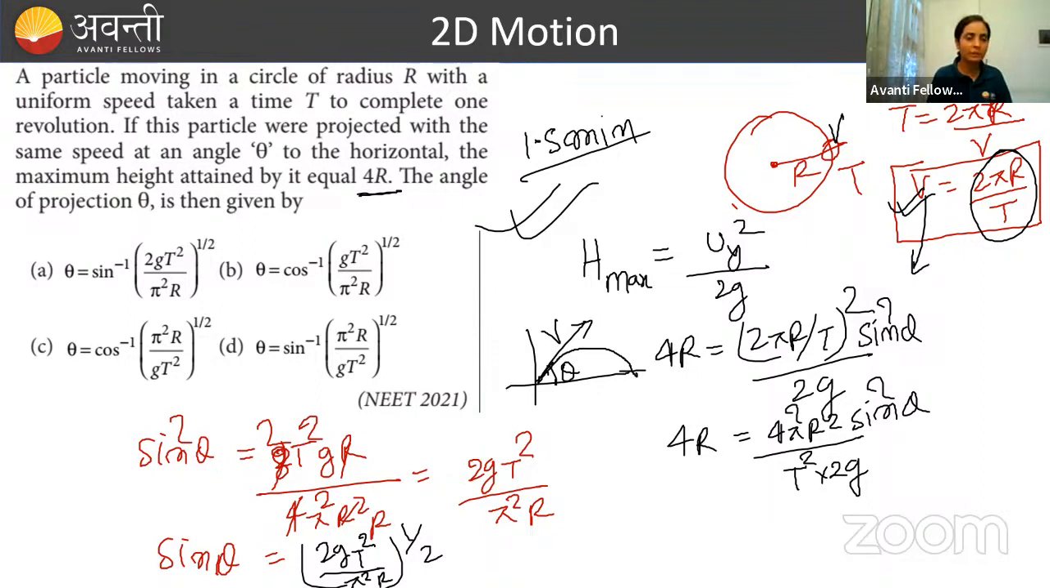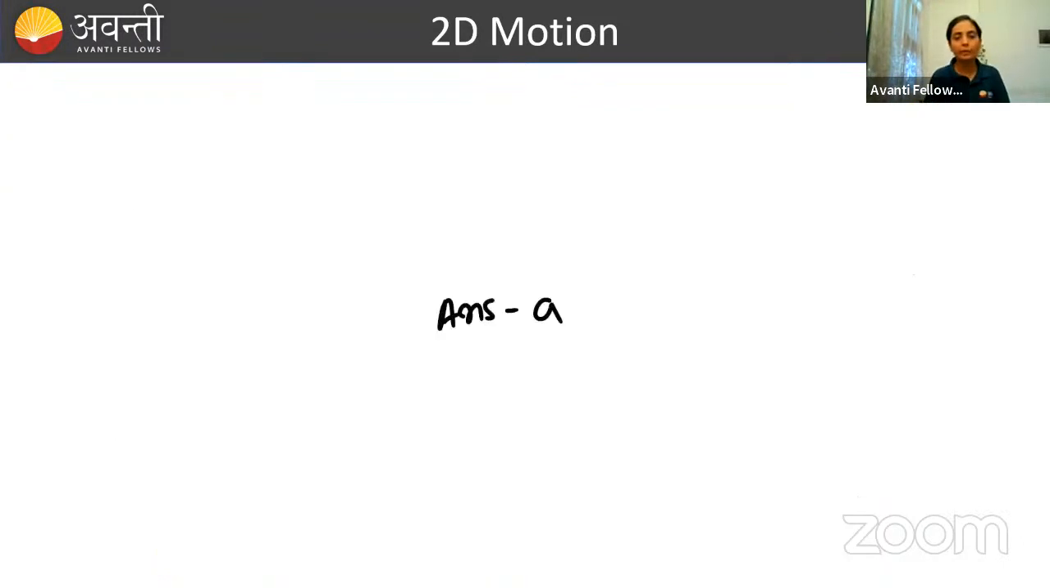So sin inverse 2g t square by pi square r. So the correct option will be what? It will be option A.